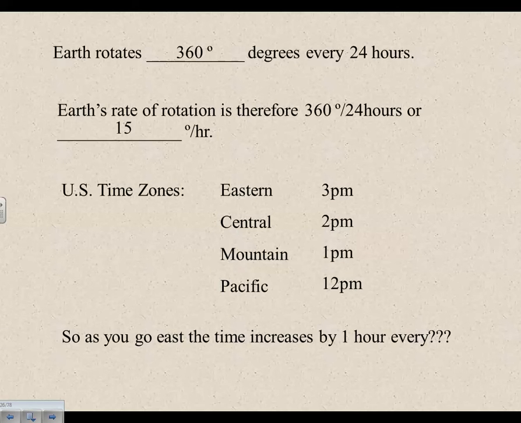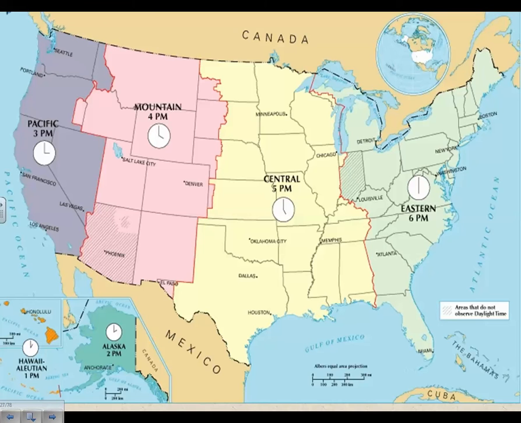As you go east, time increases by 1 hour every 15 degrees. If you go west, it goes back by 1 hour every 15 degrees. And you'll hear on television, a TV show or a sporting event might start at 8 p.m. Eastern, 7 Central. So it's an hour behind us.